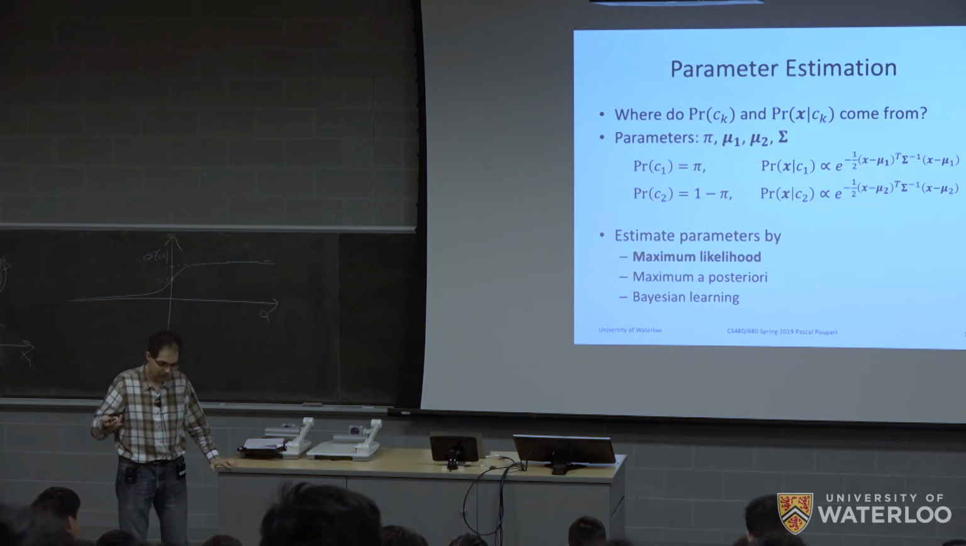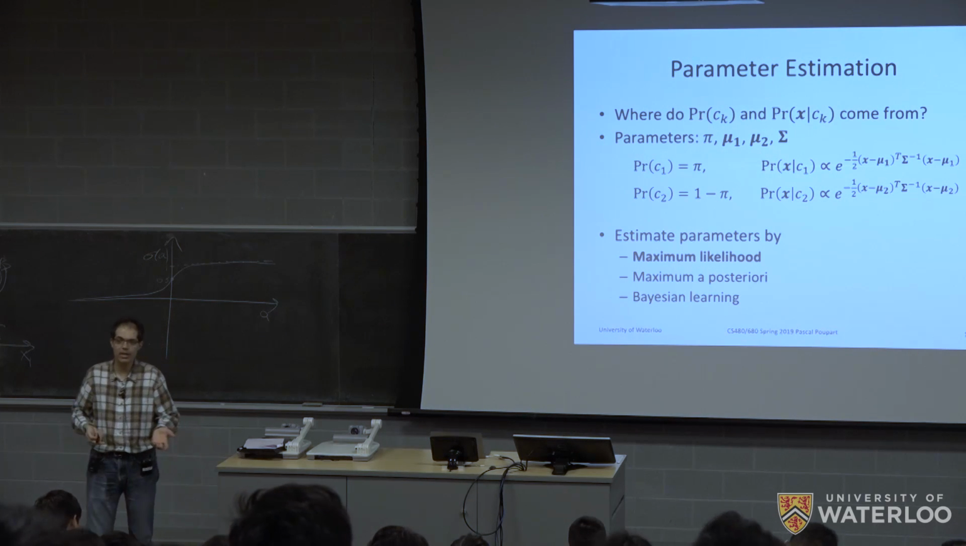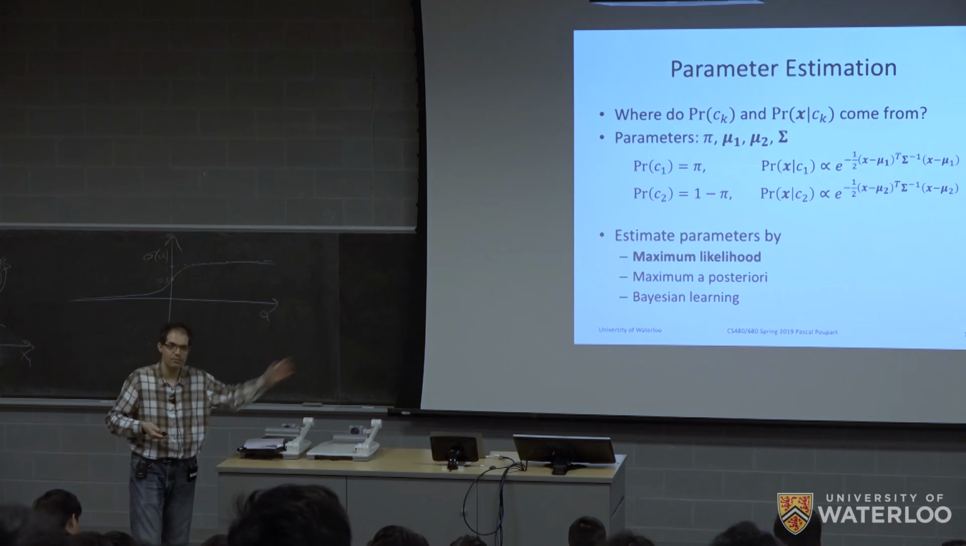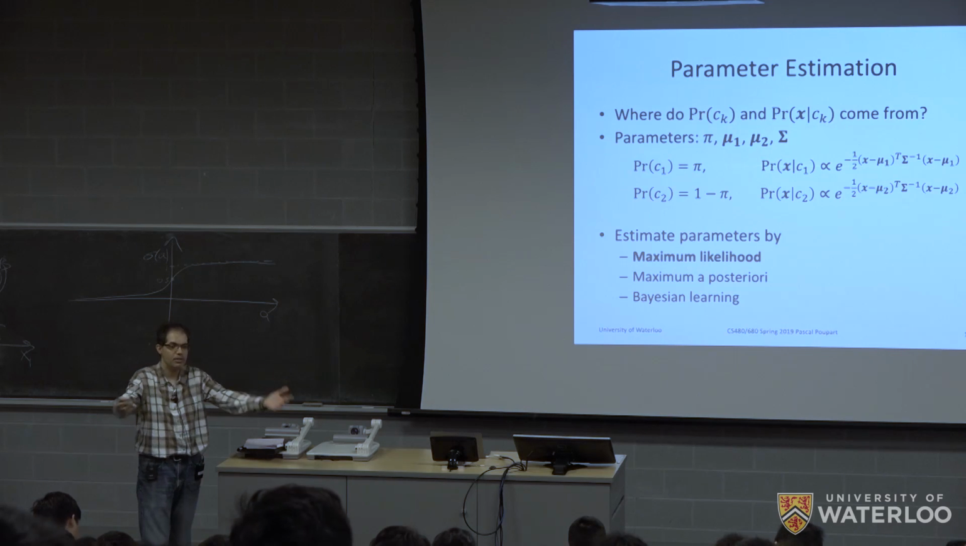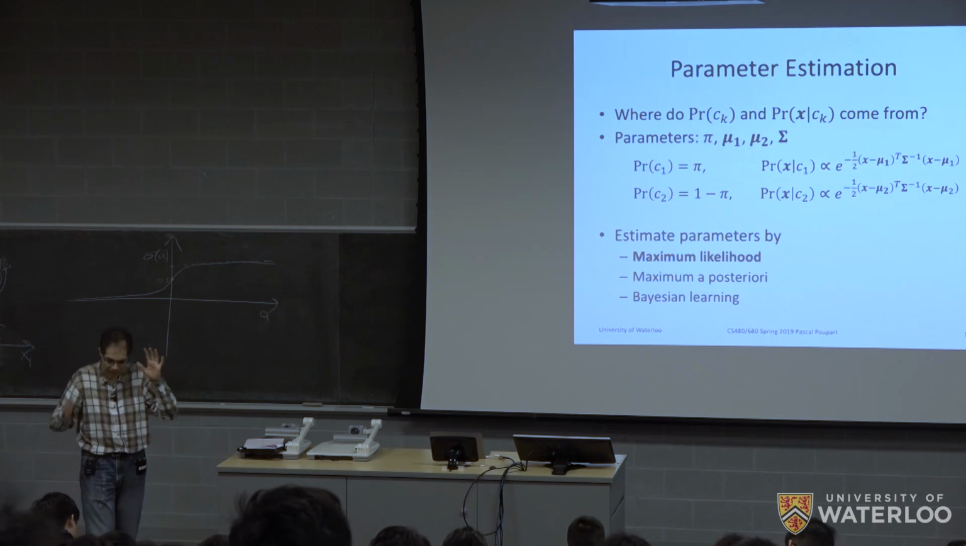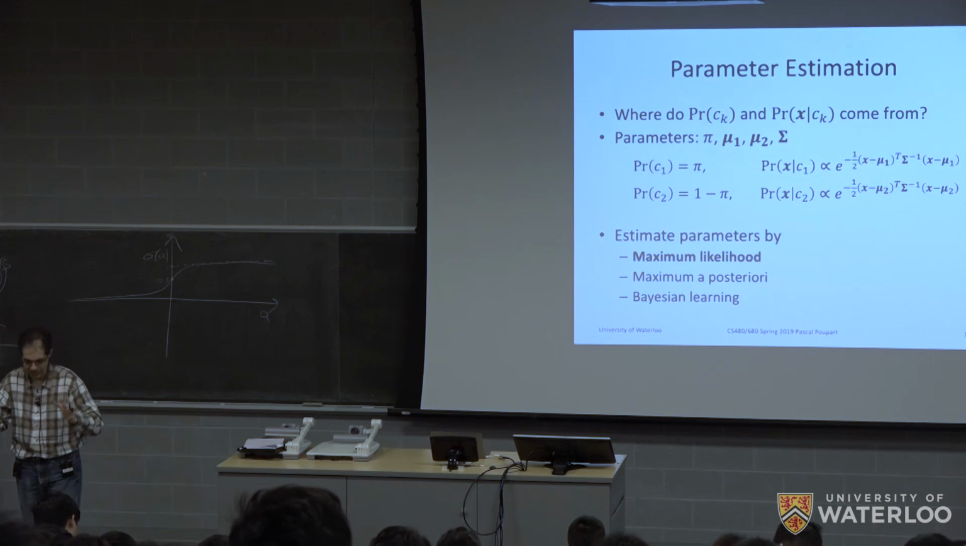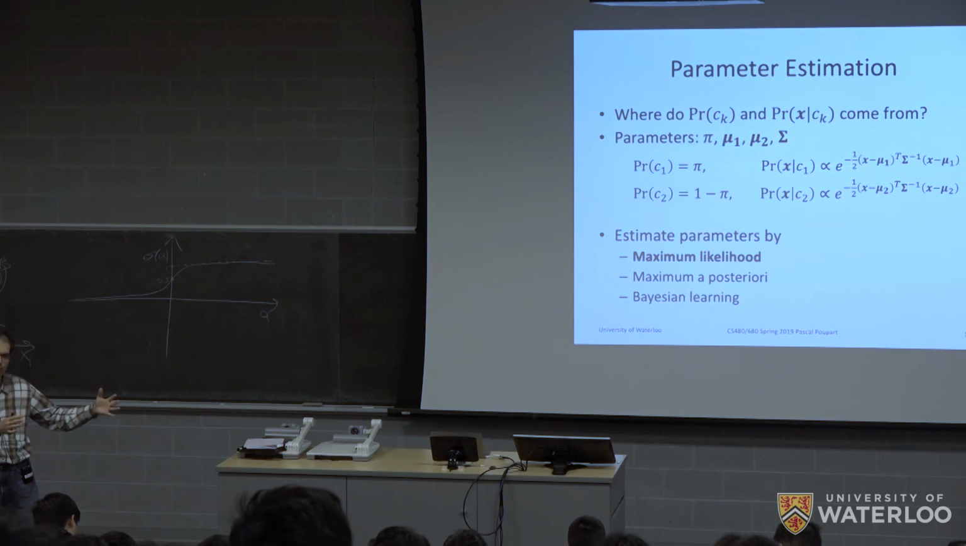Okay, so now the problem becomes, how do we estimate the parameters of this model? In other words, how do we estimate pi, mu1, mu2, and sigma given a data set? All right, so now we're doing learning, so we're estimating the parameters, whereas before what we were doing was really inference.